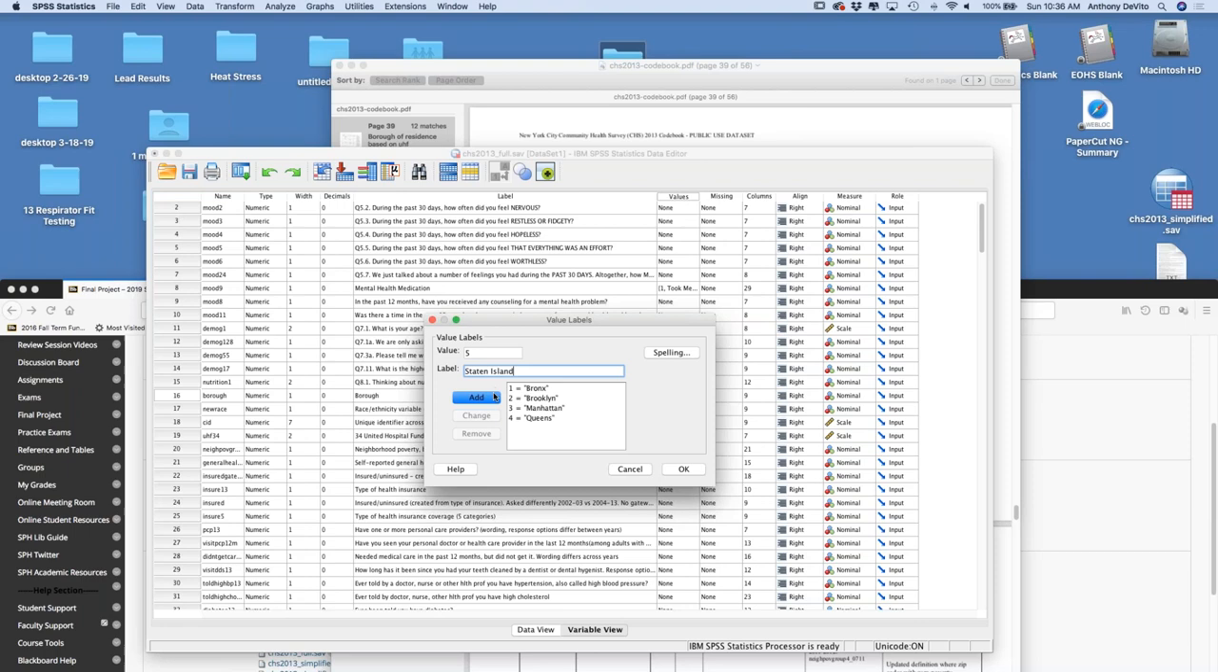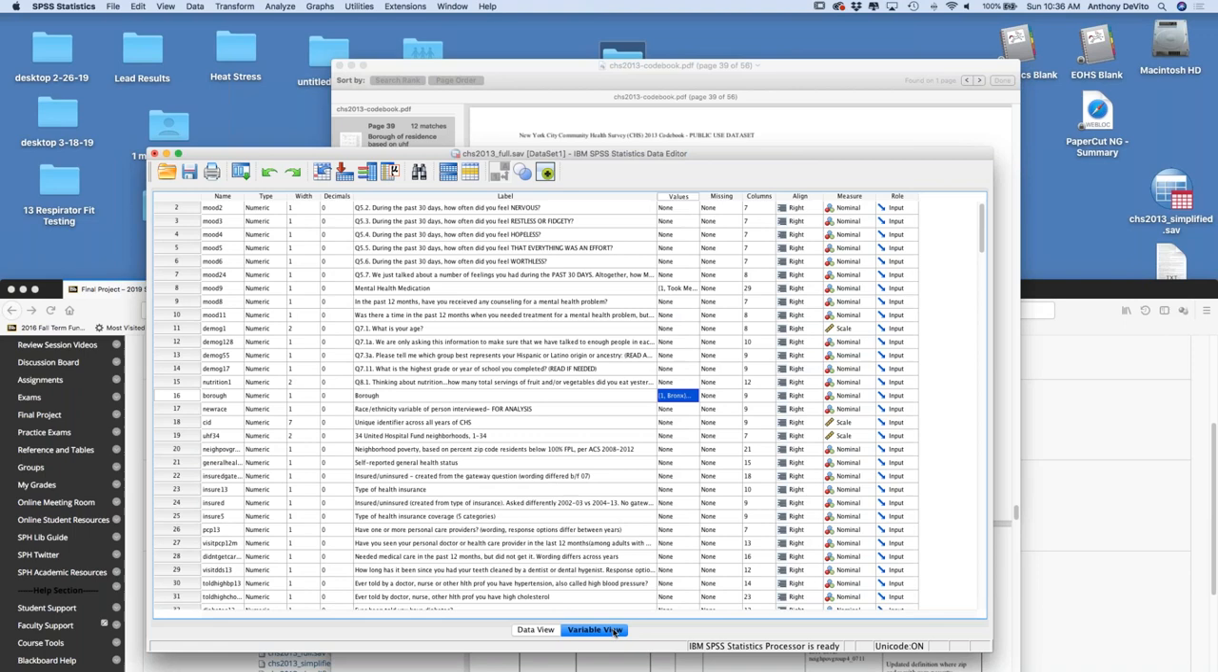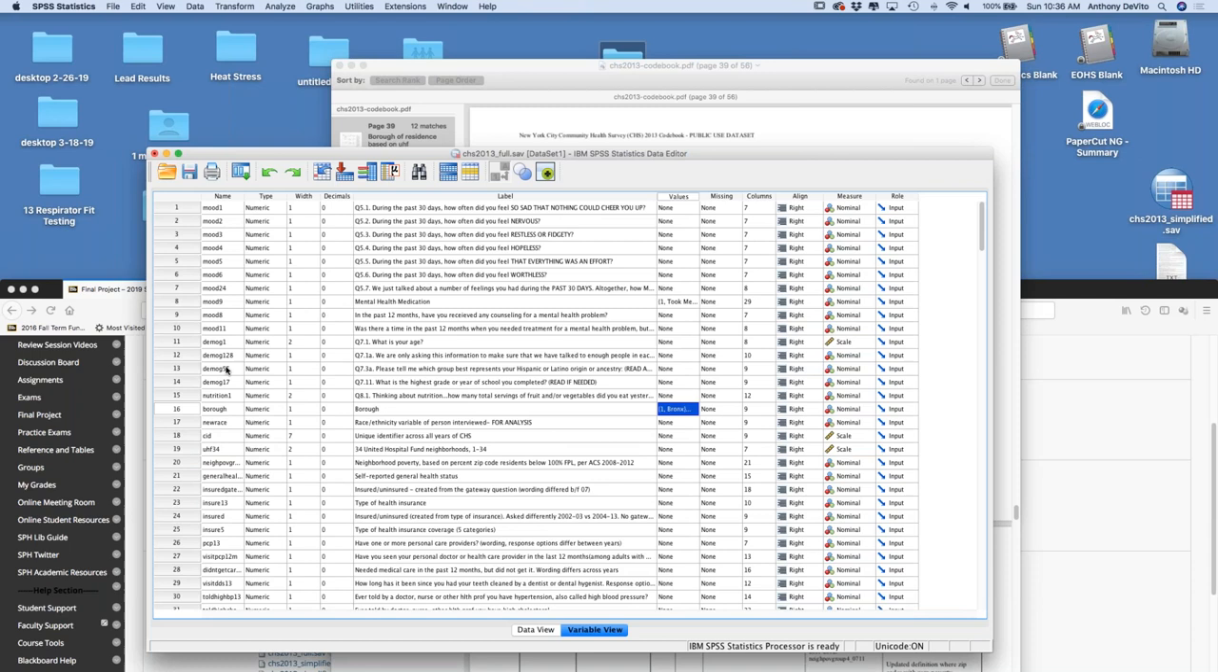Okay. So now I've coded a couple of variables. I know that this variable is numeric. It's the age. In fact, let me just go back there for a second. Over here where it says Demog 1, what is your age? I'm going to change that to just age. A little bit easier to remember.